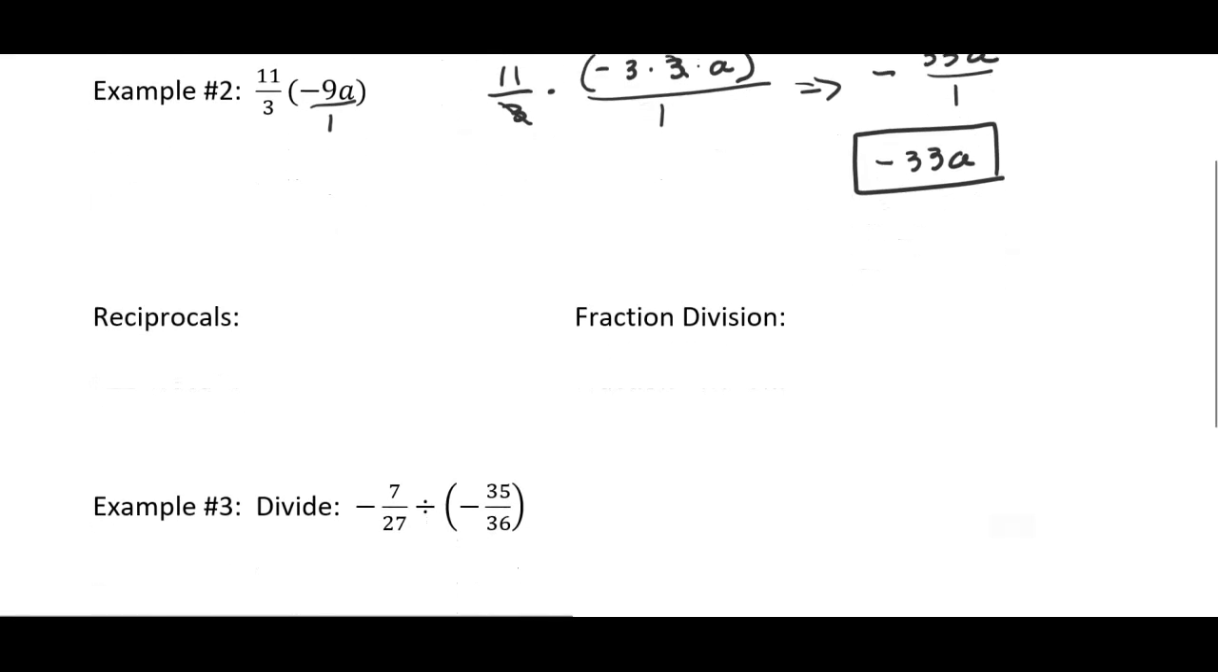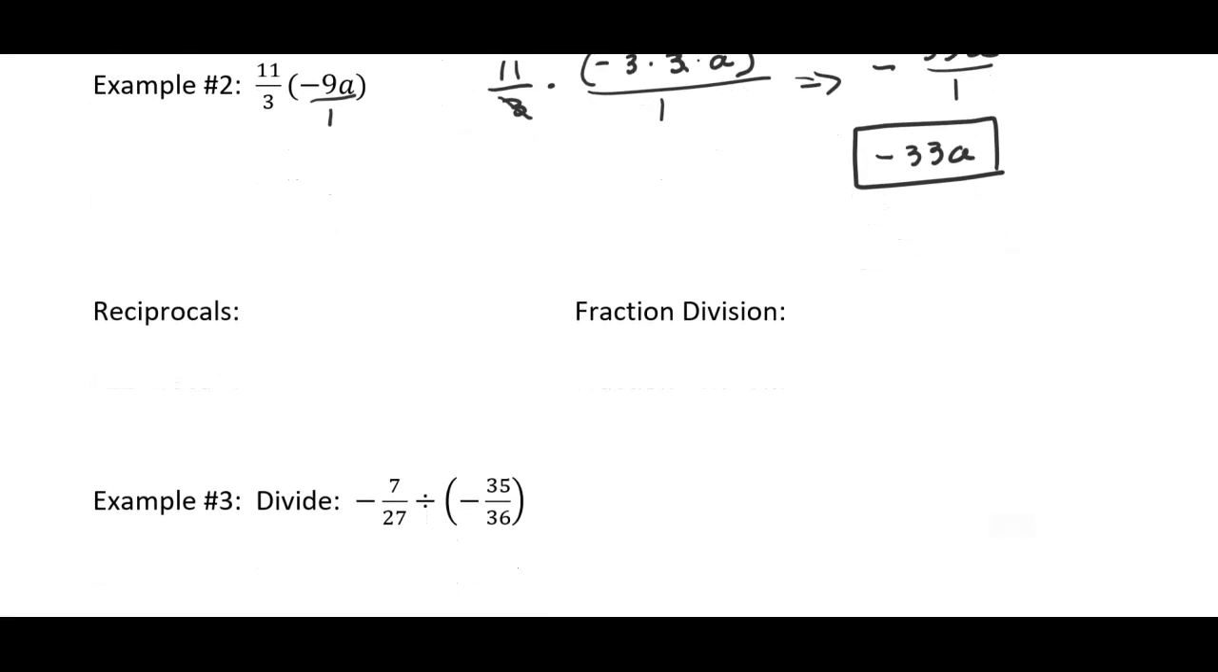Okay, so reciprocals. What a reciprocal is, if you have a over b, then the reciprocal is flipped over, so it's b over a. So whatever your fraction is, if you want the reciprocal, the numerator becomes the denominator and the denominator becomes the numerator. So now we're going to talk about fraction division.